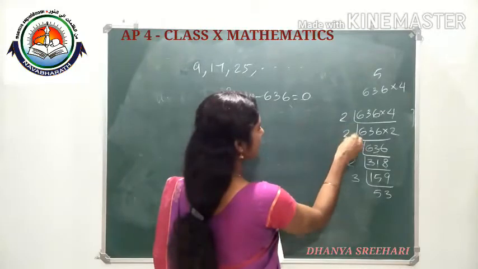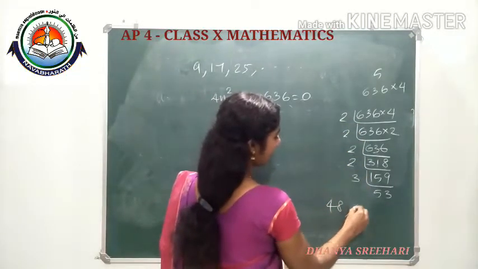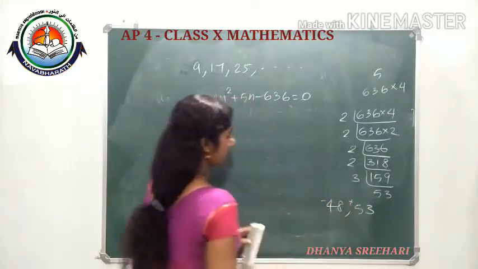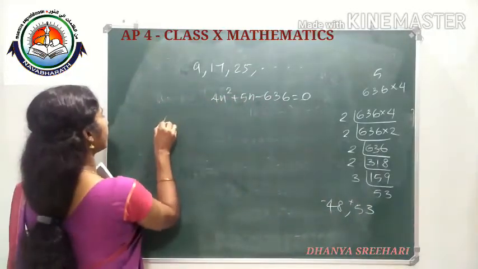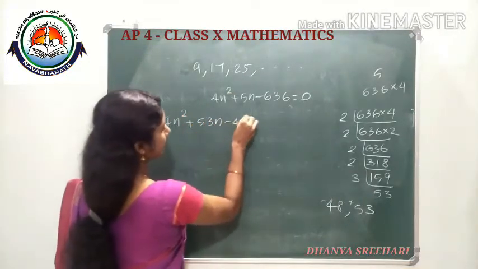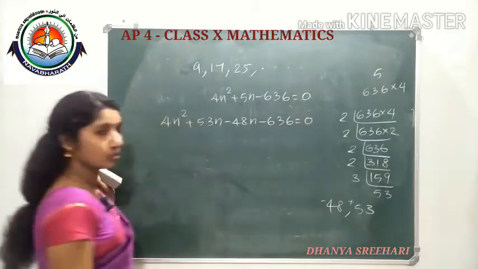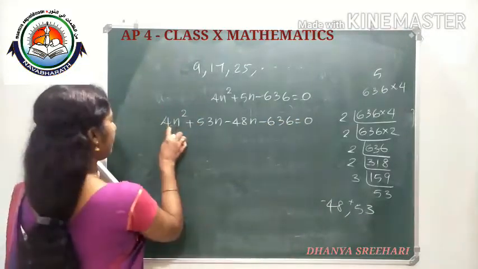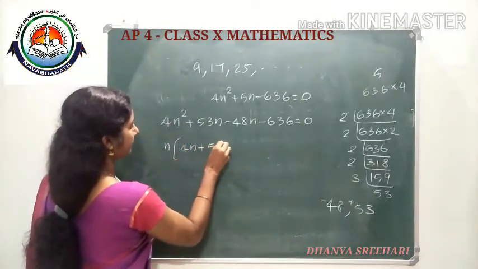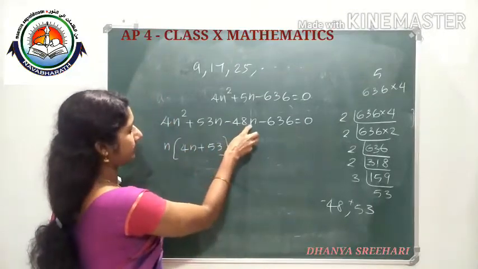2 2s are 4, 4 2s are 8, 8 2s are 16, 16 3s are 48. See, 48 and 53, their difference is 5 and this is positive, this is negative. So we can split the middle term: plus 53n minus 48n minus 636 equal to 0. From these two terms, n is the common factor, 4n plus 53. We need to get 4n plus 53 in the second bracket also.